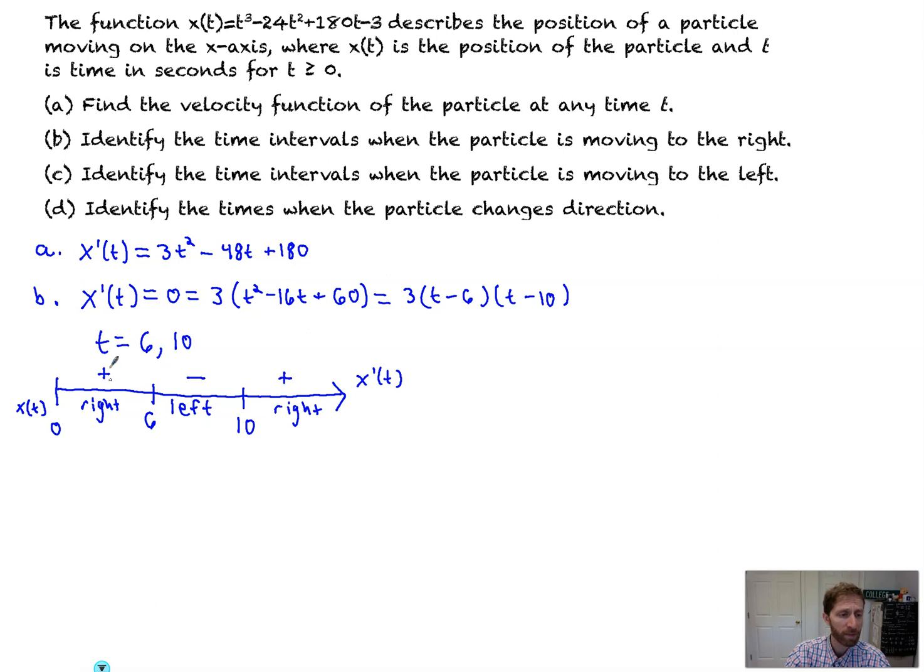So since x prime is positive, we're moving to the right. X of t is increasing. Negative, we're moving to the left. X prime is positive, we're moving to the right. So identify the time intervals when the particle is moving to the right. Just draw a little arrow right here.